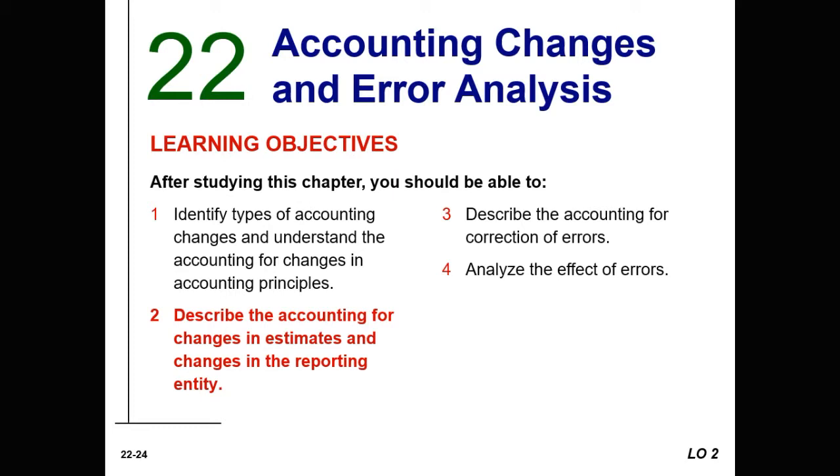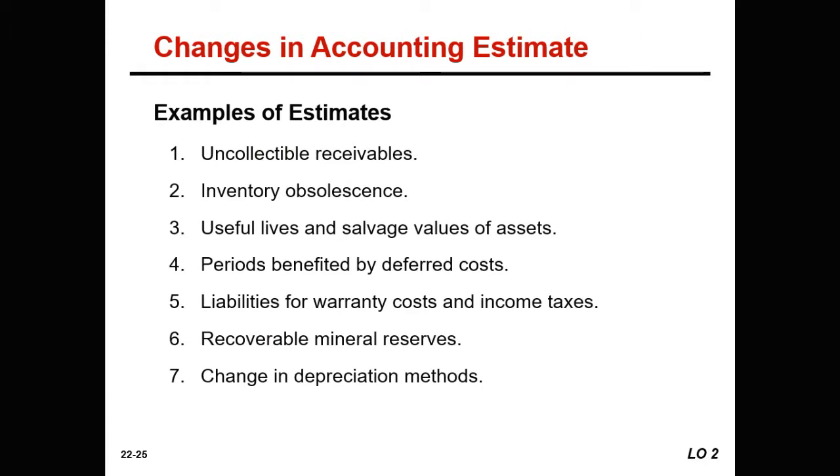Next, we're going to talk about the accounting for changes in estimates and changes in reporting entities. FASB requires that changes in estimates, so for example, uncollectible receivables, inventory obsolescence, useful lives and salvage values regarding the assets, periods benefited by deferred costs, liabilities for warranty costs and income taxes, recoverable mineral reserves, changes in depreciation methods, all of these involve estimates. And something may happen that we would have a change in that.